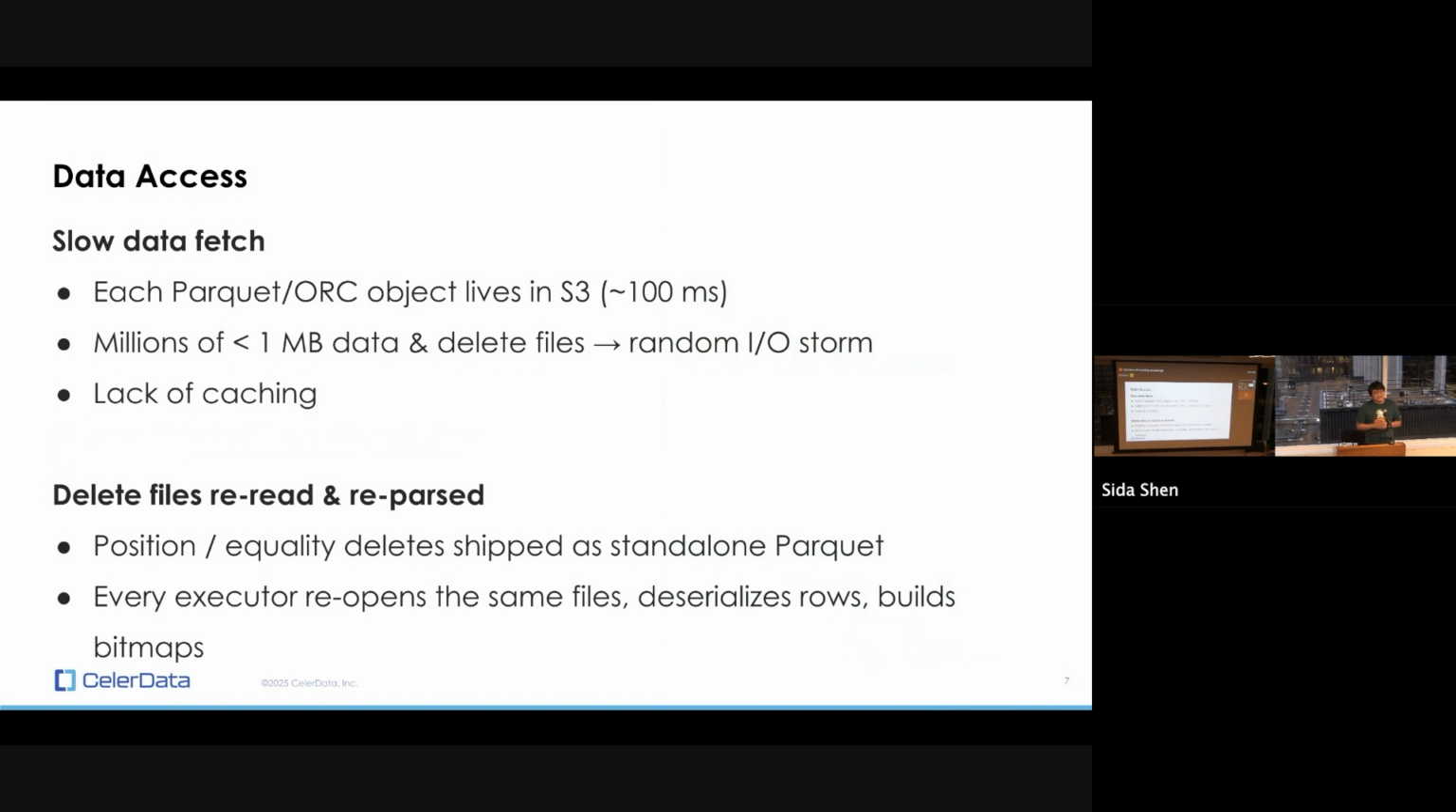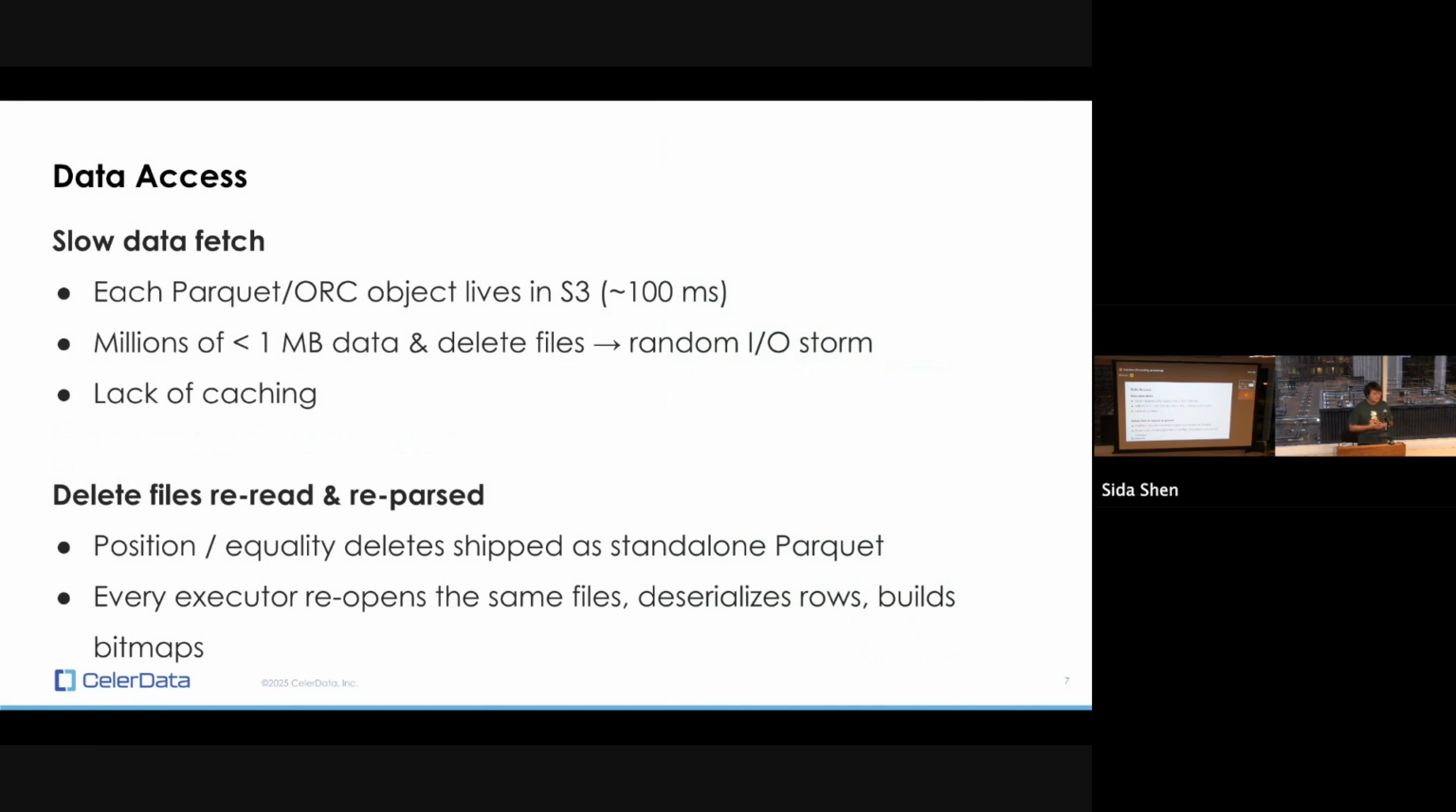So if each one takes 100 milliseconds, it's not very good, right? And also, a lot of the Iceberg tables are not really well maintained, which means that they have a lot of small Parquet files just lying around in the S3 bucket. We've seen millions of 1 megabyte data files just lying around, waiting to be compacted. And compactions are not real time, and you end up with a random IO storm.